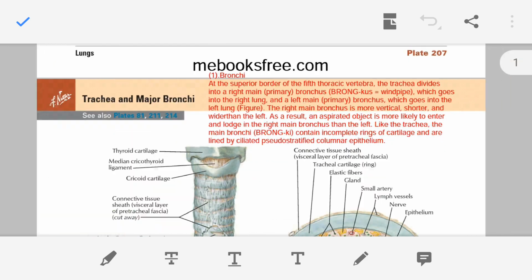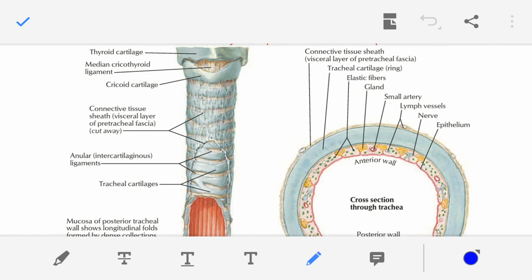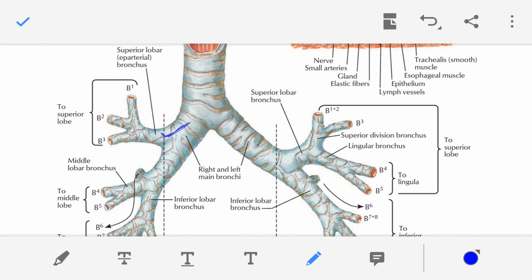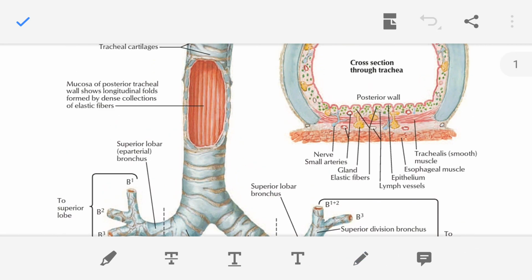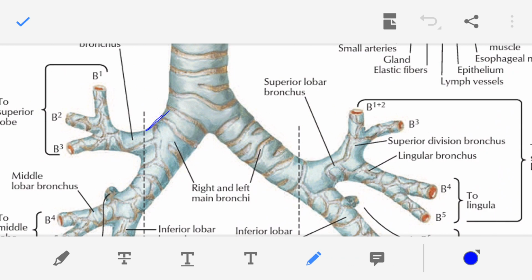So here you see in the figure, this one is the trachea, and over here it is bifurcating into two branches. This one is the right main bronchus, and this one is the left main bronchus. Now observe this closely. There is a reason why I am telling you to observe this.